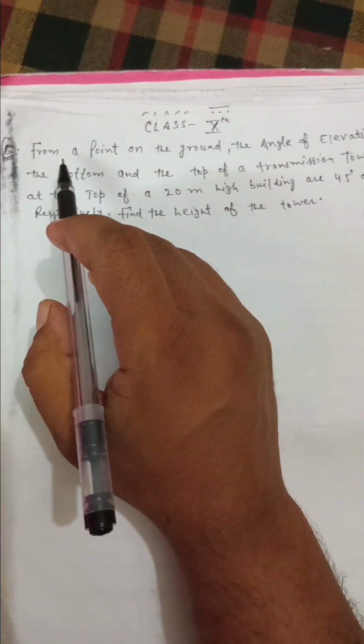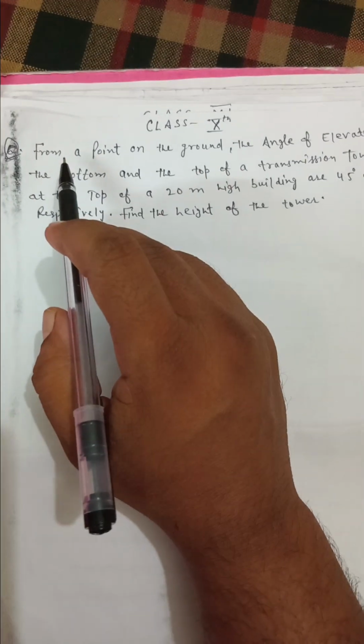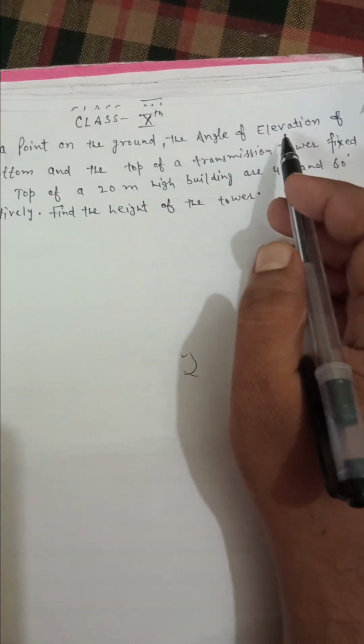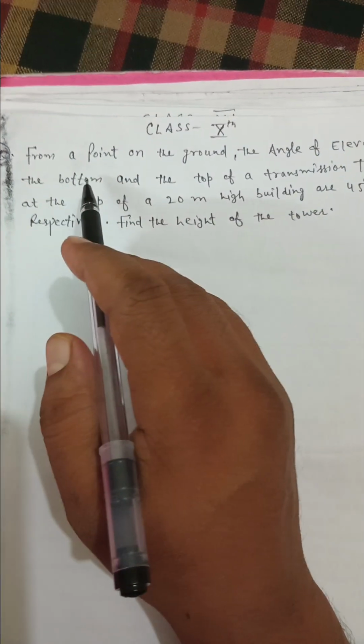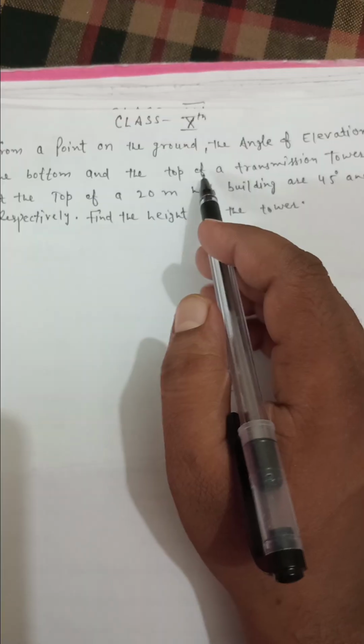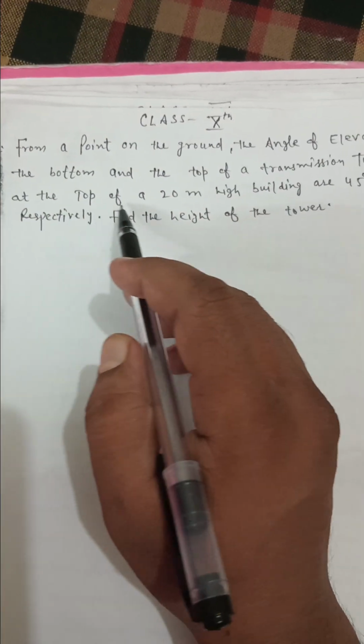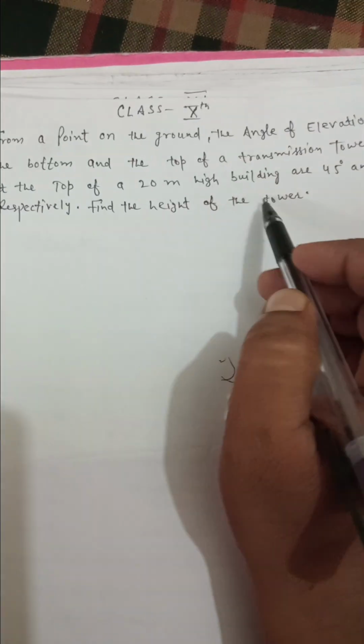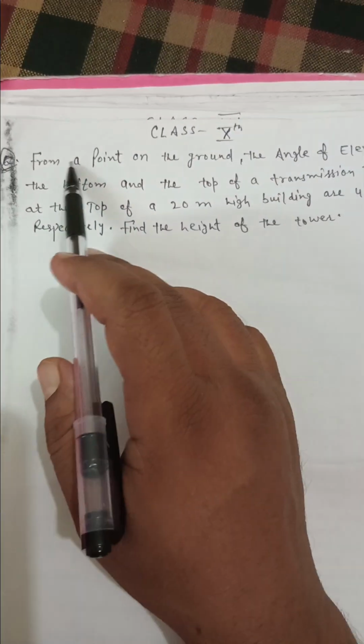Today we will solve the questions of the exercise. From a point on the ground, the angle of elevation of the bottom and the top of the transmission tower, which is fixed at the top of a 20-meter high building, are 45 degree and 60 degree respectively. Find the height of the tower.